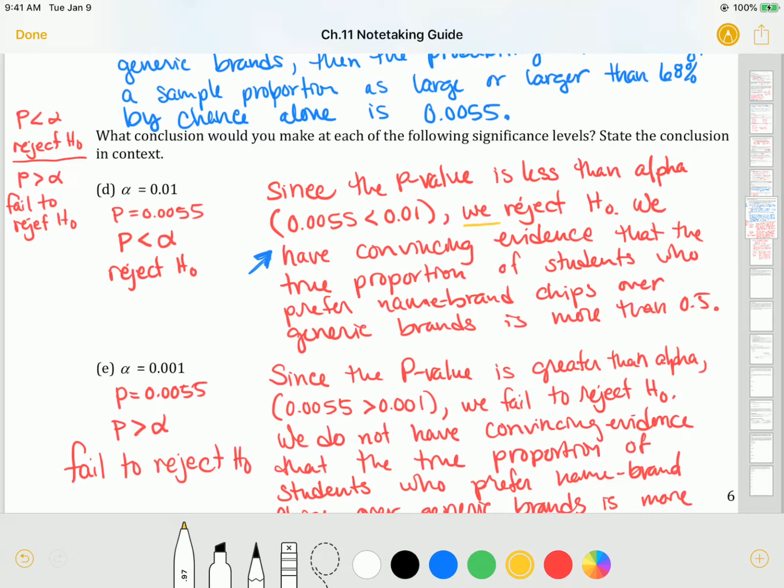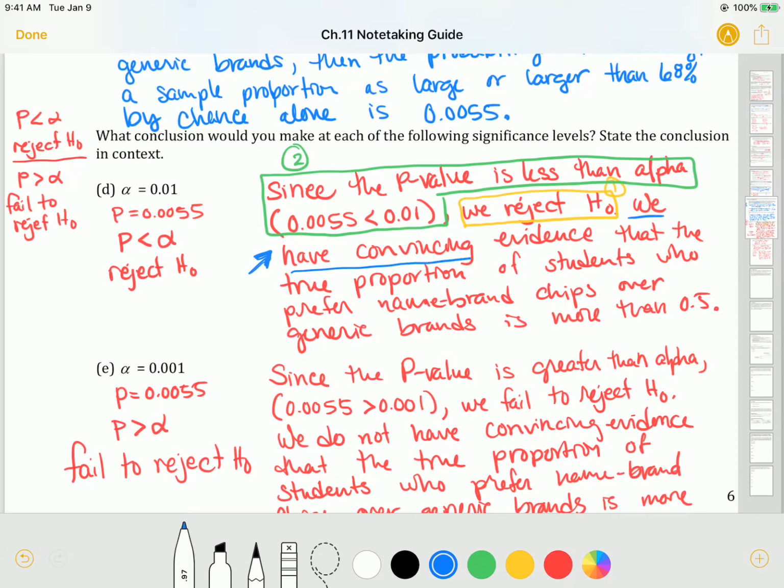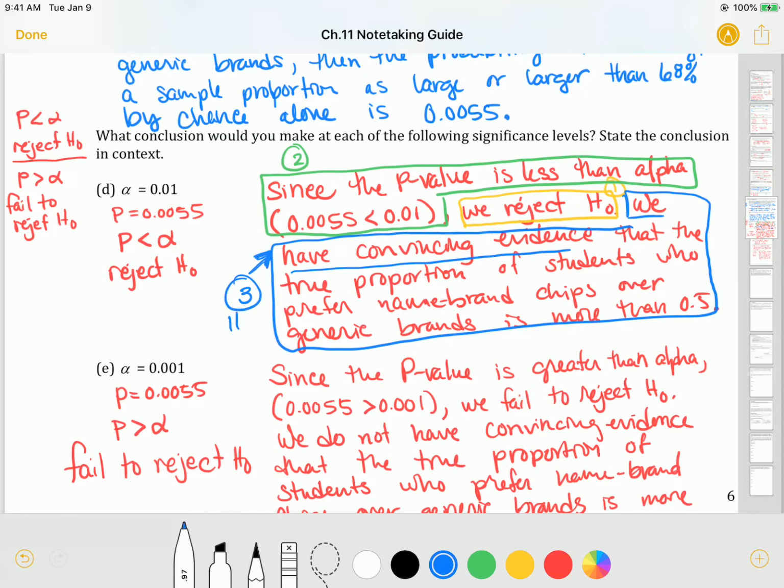So step number 1 is conclusion. Okay, so here's our conclusion. That's step number 1. Step number 2 is, do we have our evidence? Well, yes, we do. This is our evidence because P is less than alpha. That's step 2. And step 3 is our linkage about the alternative. So all of this right here is our linkage step. This is step 3 regarding our alternative.